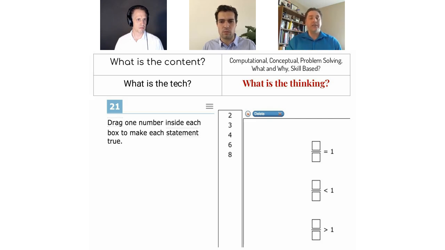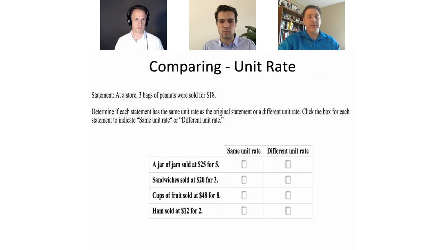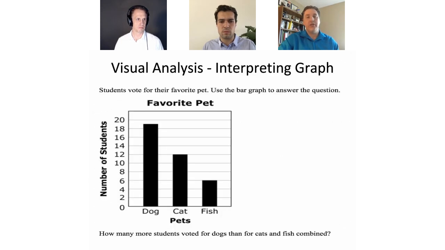Now, visual analysis is more like, do you need the visual in order to answer this question? So I'm just going to go back a little bit to address the visual analysis question. And visual analysis looks a little bit something like this. You are given some kind of picture, chart, graph that is absolutely essential to the question itself. Like, I can't answer this question without that visual there. So this is a really good example of a visual analysis question.